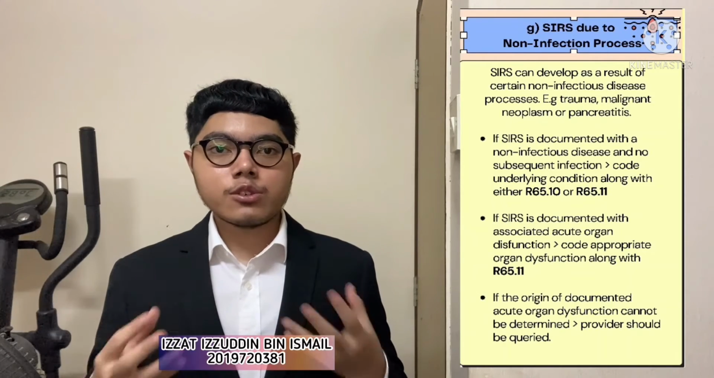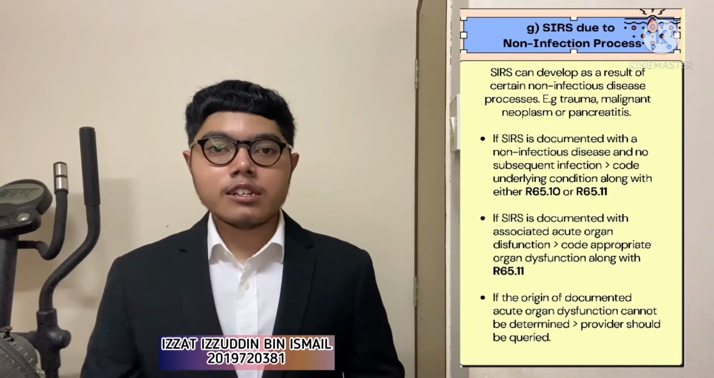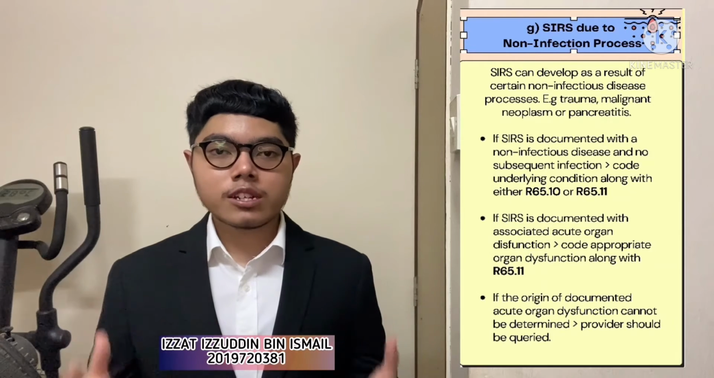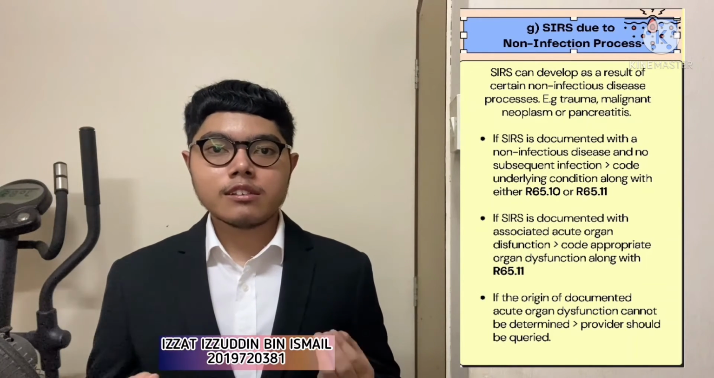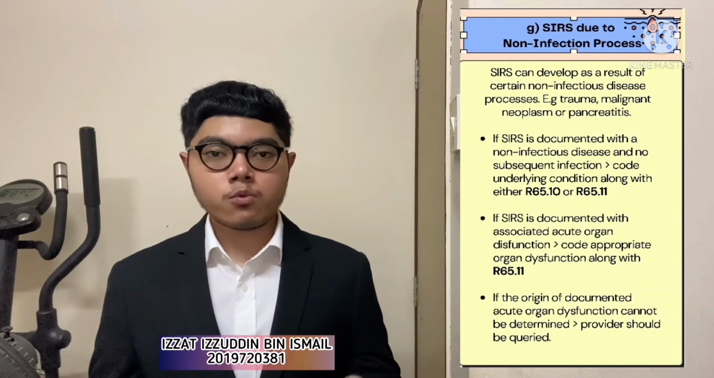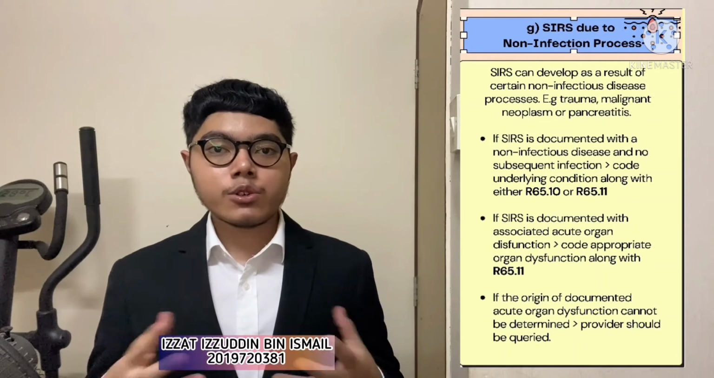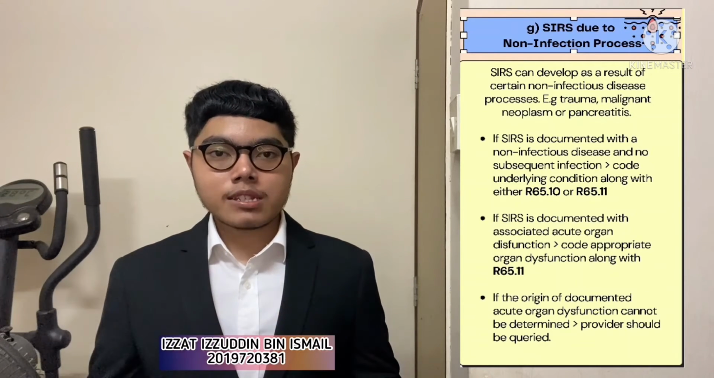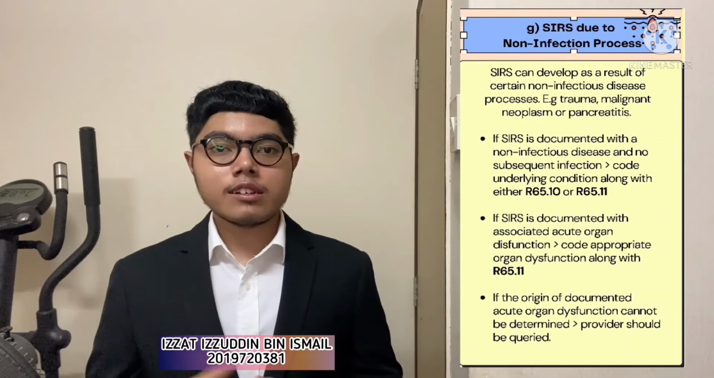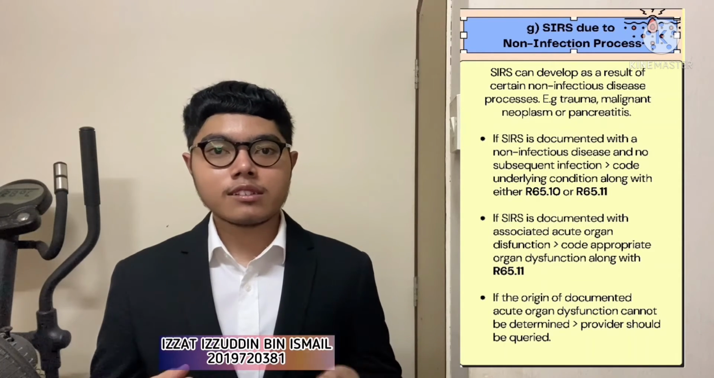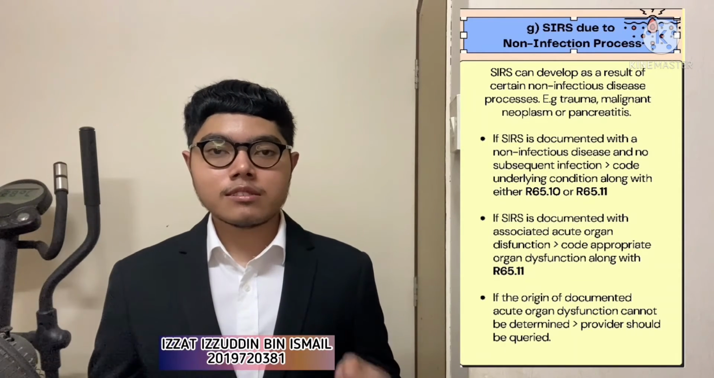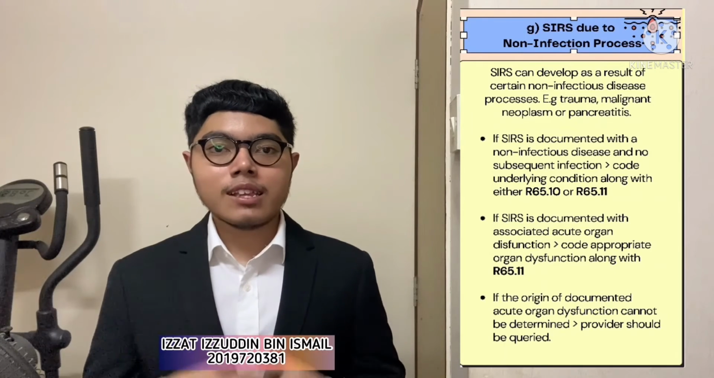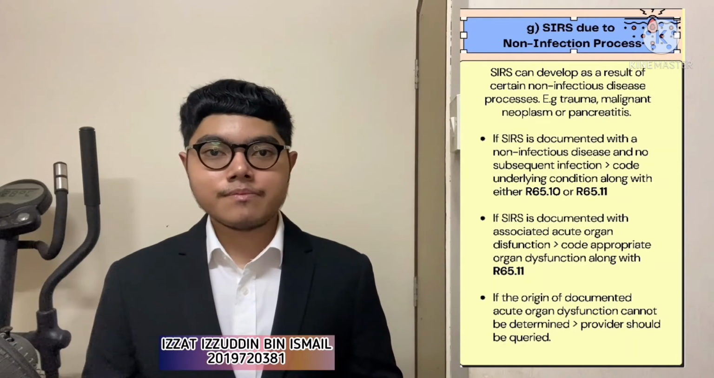If an associated acute organ dysfunction is documented, the appropriate code for the specific type of organ dysfunction should be assigned in addition to code R65.11. If an acute organ dysfunction is documented, but it cannot be determined whether it is associated with SIRS or another condition, for example, it is directly due to trauma, then the provider should be queried.